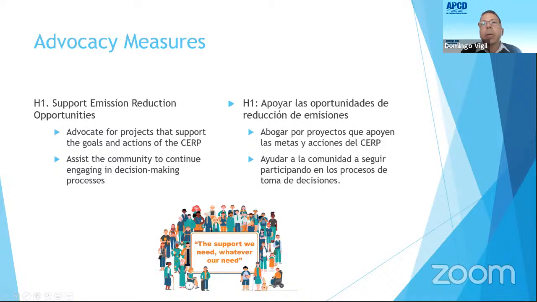For this reason, we have included advocacy measures that support emission reduction opportunities in all the different categories discussed in the CERP. Advocacy will be a key strategy to implement the CERP because it will be the vehicle through which the community can continue to engage with policymakers to support projects that align with the goals and actions proposed in the CERP. Advocacy work will also be the main way the community can continue to engage in decision-making processes beyond the 5-year implementation timeline of the CERP.